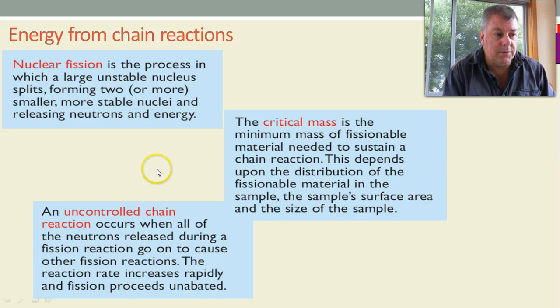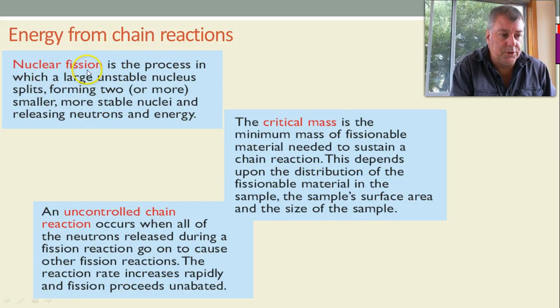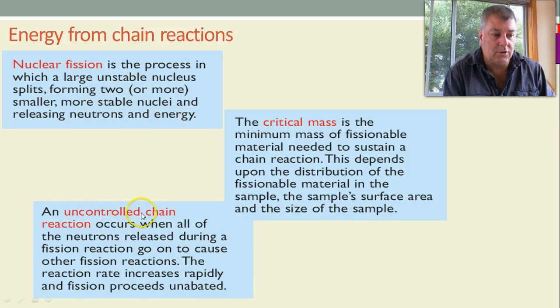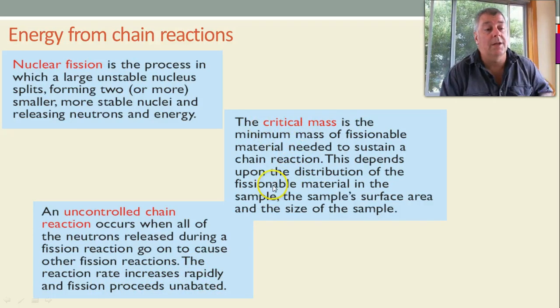So just some terminology. We've had nuclear fission, splitting a large unstable nucleus into 2 smaller ones and giving off neutrons and energy. We've had an uncontrolled chain reaction. That's where the neutrons released cause more fission reactions, and the reaction rate increases rapidly, and fission proceeds unabated. That's a word you don't hear very often. Now, what do we mean by critical mass? Sometimes you might hear the term critical mass used in relation to this.